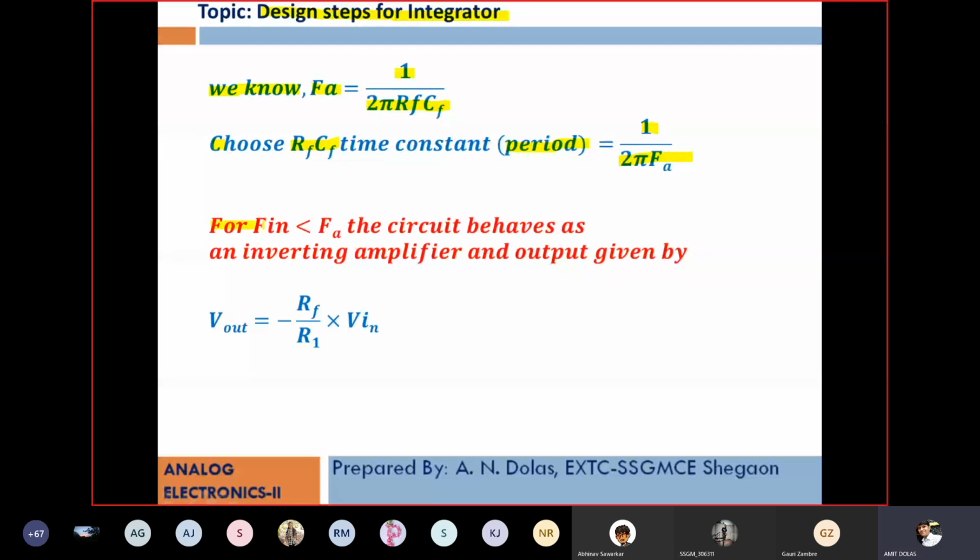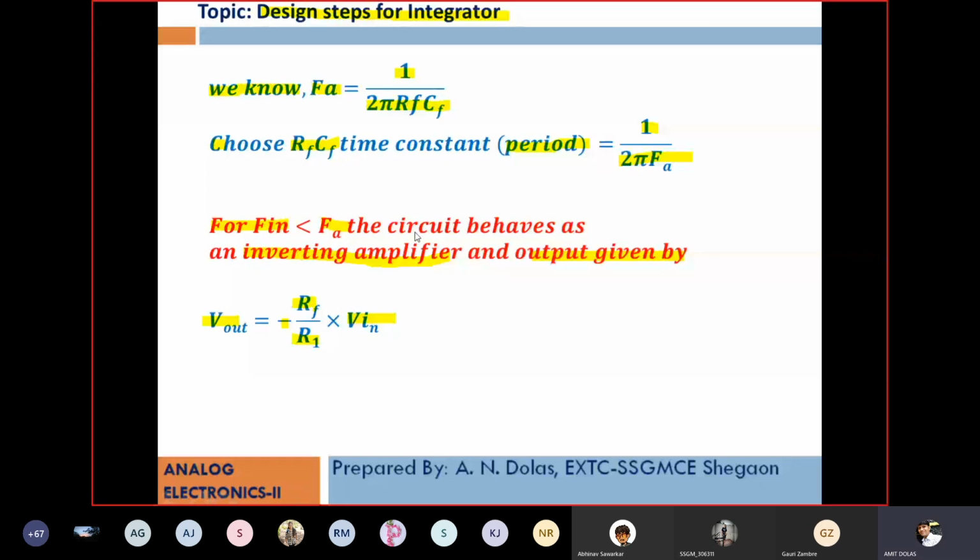Then for Fin less than FA, as we saw in the characteristic, the circuit behaves like an inverting amplifier and output is given by V out is equal to minus of RF upon R1 into V, simply an amplifier.